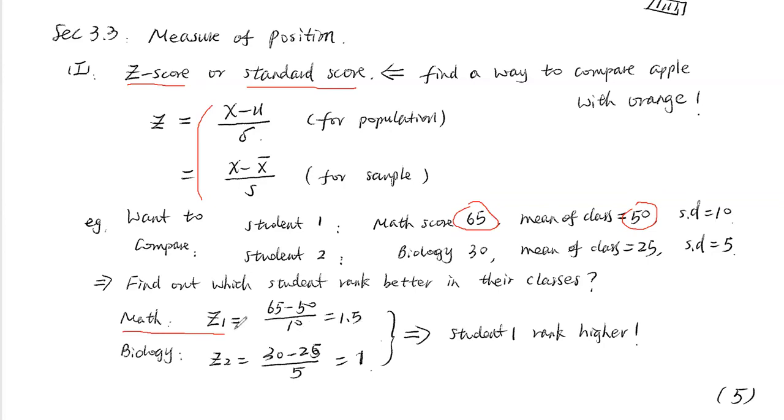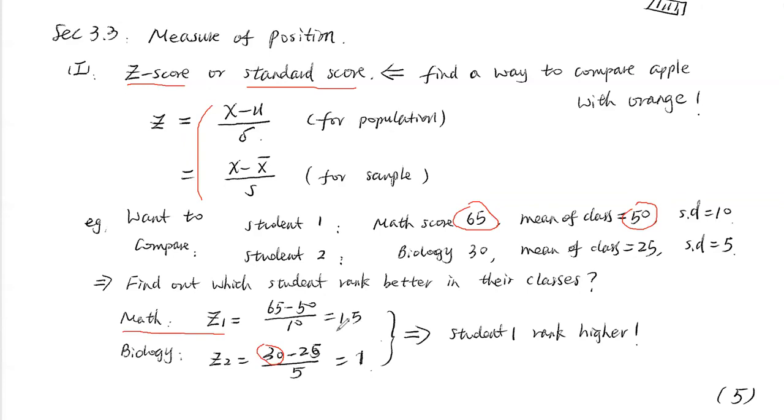That's what we call the Z-score, the standard score for the math person. For the biology person, we do a similar calculation. That person got 30, minus the biology class average of 25, divided by the standard deviation of 5. So we get 1. So how do we compare them?